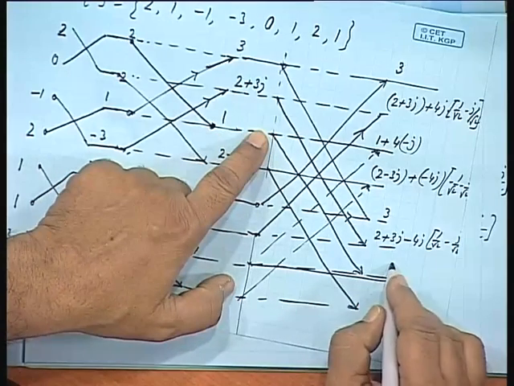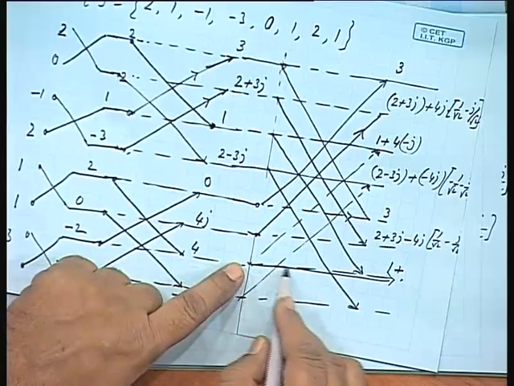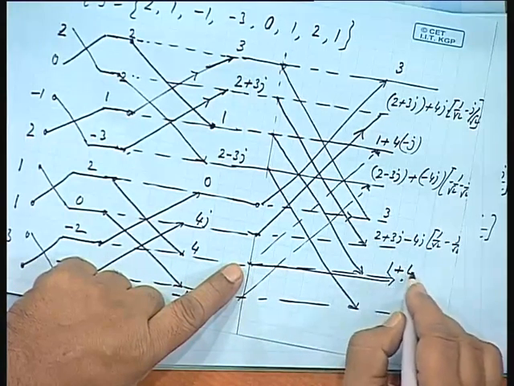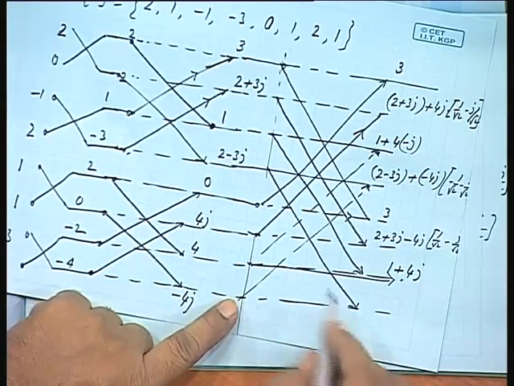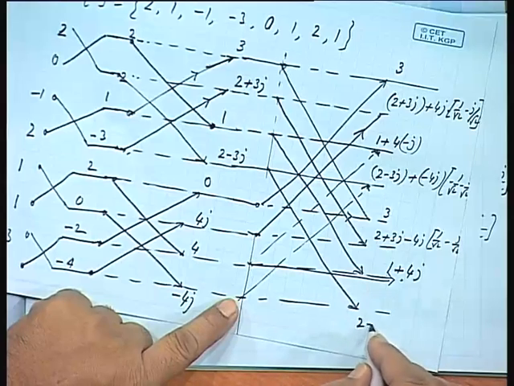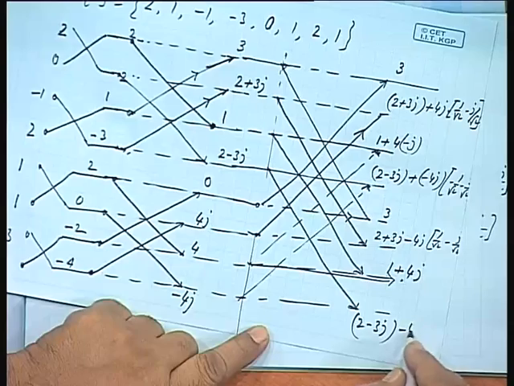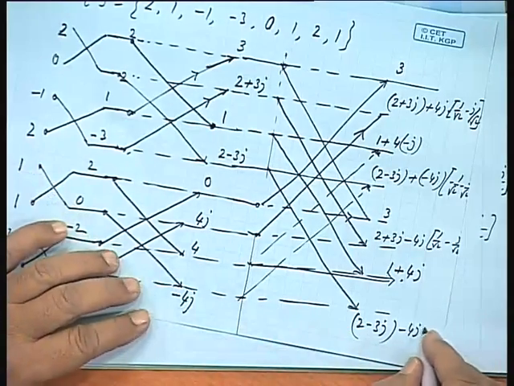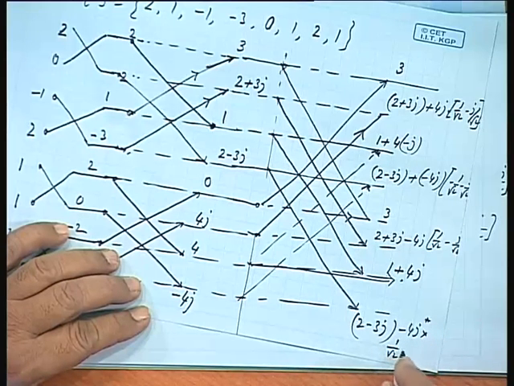So, this one will be 1 plus 4 into what will be this? Plus j, is it not? And this one, last one will be 2 minus 3j minus 4j into, it will be plus 45 degrees. So, I will write here 1 by root 2 plus j 1 by root 2, okay.